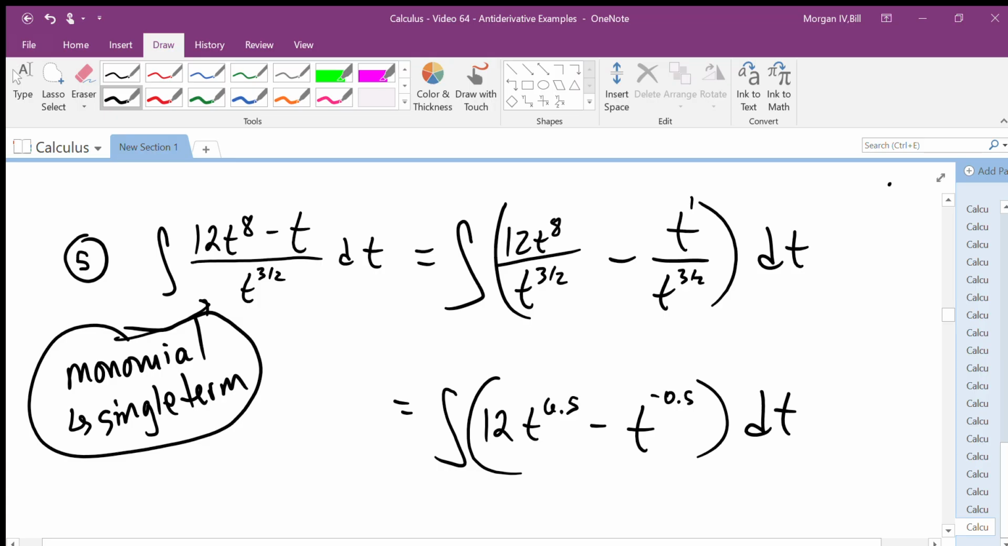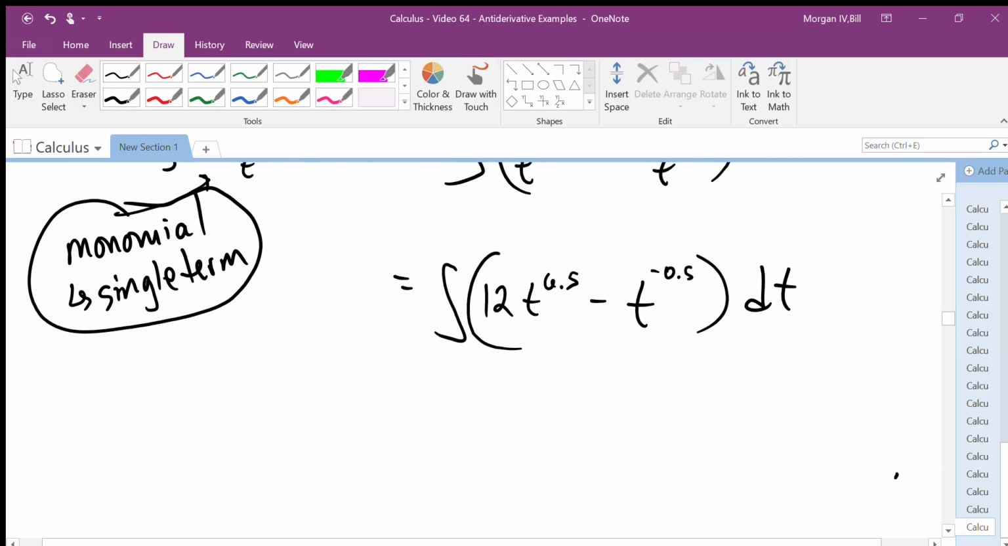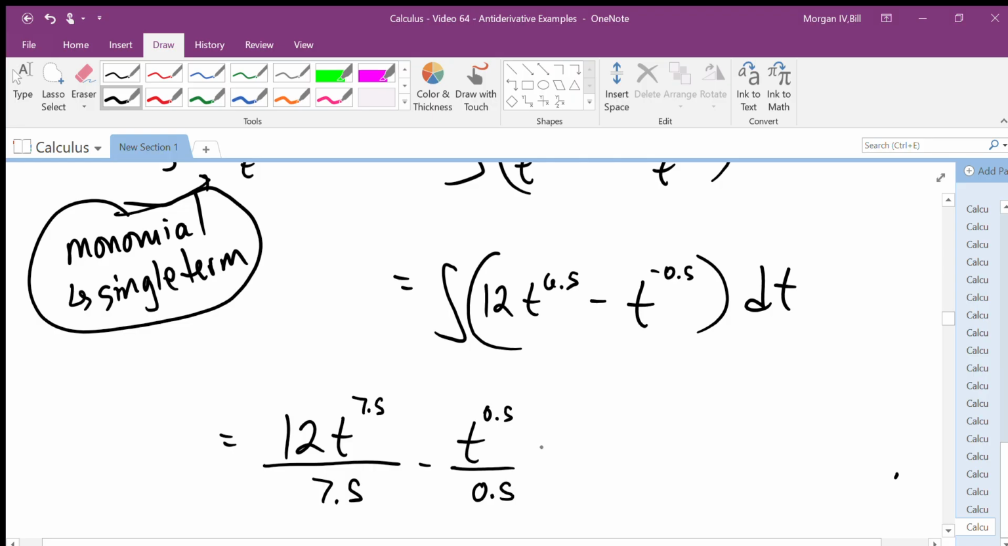All right, let's do the antiderivative. We are going to power rule now. So we're going to add 1 to the exponent. So I get 12t to the add 1, 7.5, divided by my new exponent, 7.5, minus t to the power of, if I take negative 0.5 and add 1, that's now positive 0.5, dividing by my new exponent, positive 0.5. Don't forget the plus c.